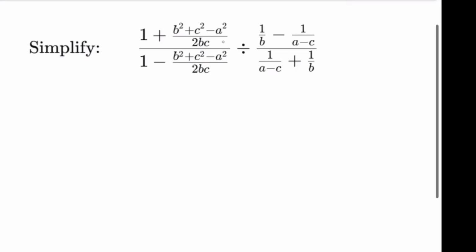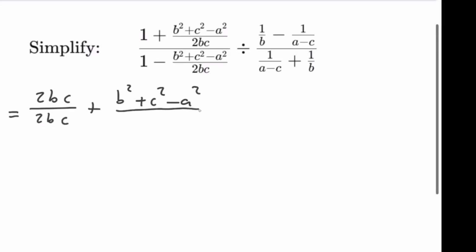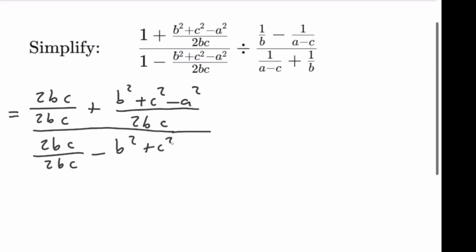All right, so we wish to simplify this expression here. So the first thing we're going to do is transform this 1 into 2bc over 2bc, because that makes a common denominator for the top here. So plus b squared plus c squared minus a squared all over 2bc, and that's going to be all over, again, 2bc over 2bc minus b squared plus c squared minus a squared all over 2bc, and then divided by, so we have a minus c here, so we'll multiply top and bottom here by a minus c.